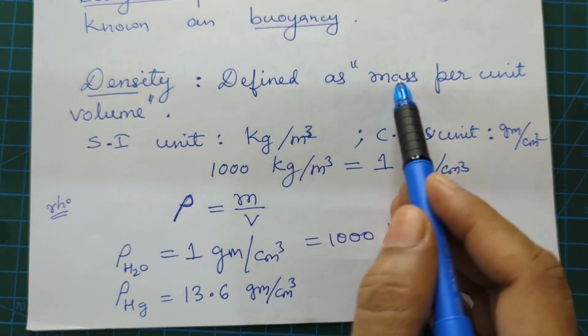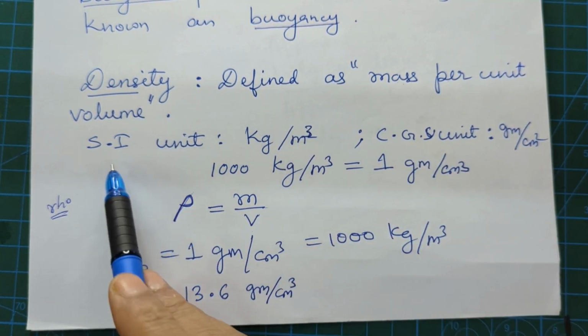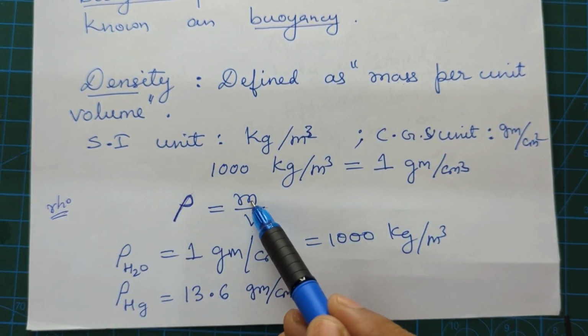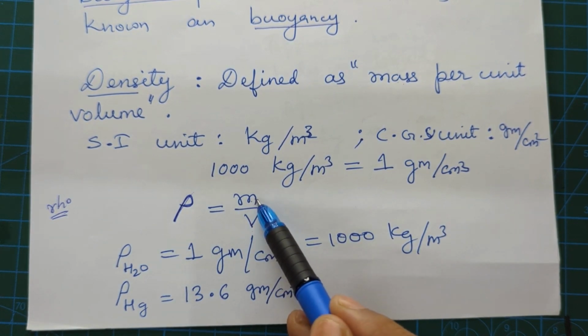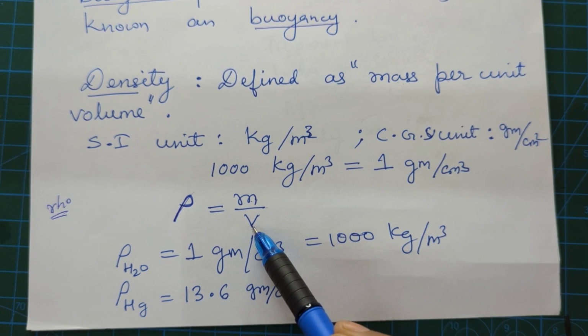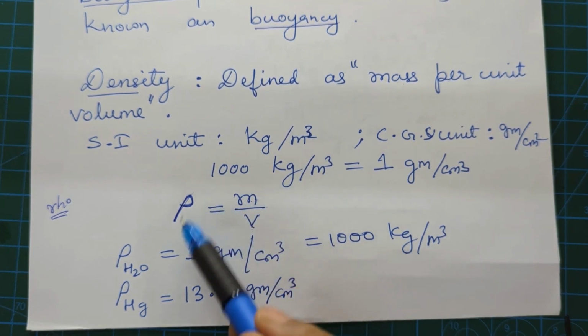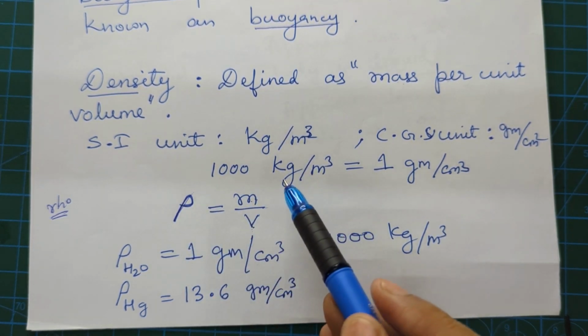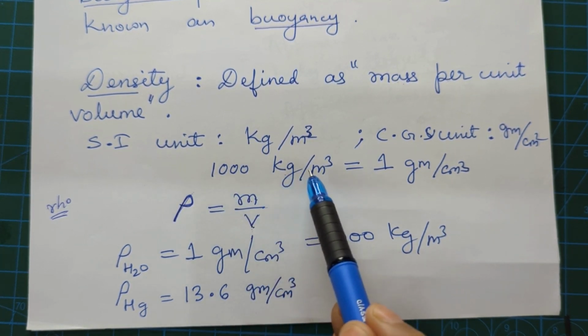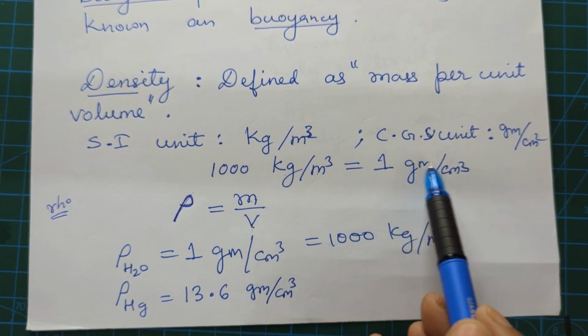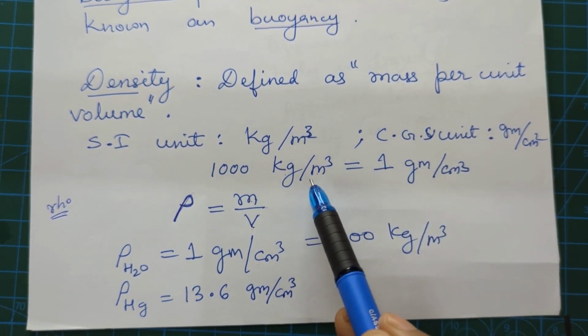Density is the mass per unit volume. The SI unit of density is kilograms per meter cube. The CGS unit is gram per centimeter cube. So all the units we can find from the formula itself. Here, something to be known is that 1000 kilograms per meter cube is 1 gram per centimeter cube. This calculation we can do.